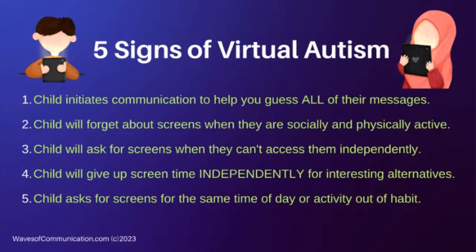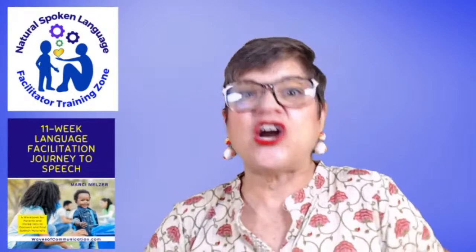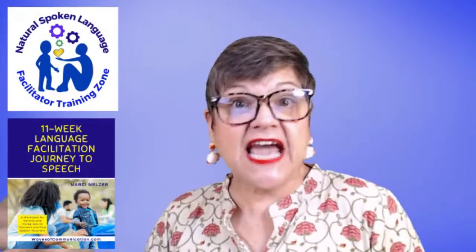All right, number three here. Child will ask for screens when they can't access them independently. So once again, they're coming to you. They're bringing you the remote. They're bringing you the charger. They're trying to get your phone out of your hand, right? If they can get it independently, they'll go. They'll get it in the purse. They'll get it from the charger. They'll get it from whatever.